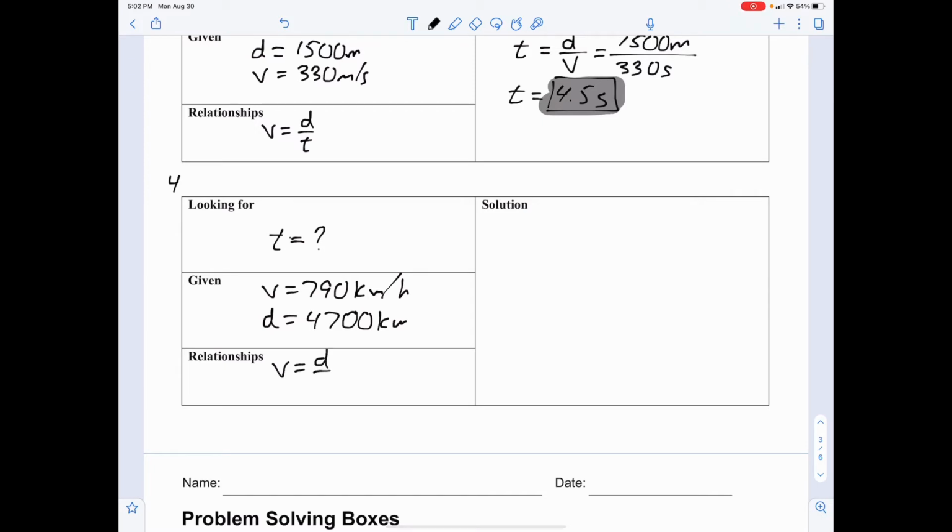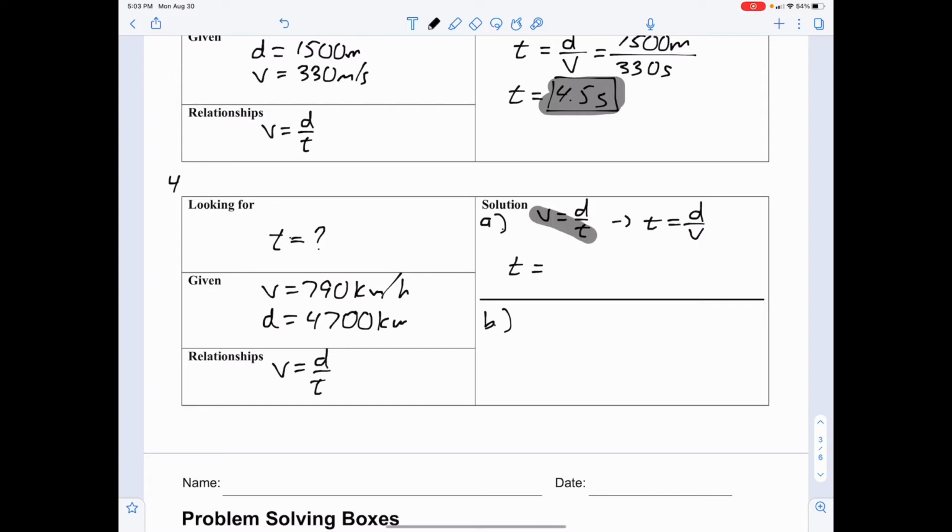V equals D divided by T is the relationship. And I'm going to split the solution box in half because I really have a part A and a part B in this question. Part A is finding the time. Part B is changing that speed into miles per hour instead of kilometers per hour. But for part A, we're going to start by writing the main equation. And again, we're solving for time. So again, we're going to use the switcheroo. Switcheroo only works if we're solving for the denominator of the fraction. Keep that in mind. So time is equal to distance divided by velocity.